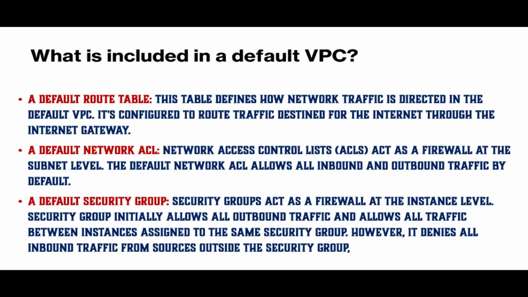This table defines how network traffic is directed in the default VPC. It's configured to route traffic destined for the internet through the internet gateway. A default network ACL. Network access control lists, ACLs, act as a firewall at the subnet level. The default network ACL allows all inbound and outbound traffic by default.